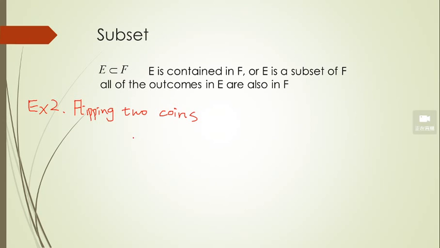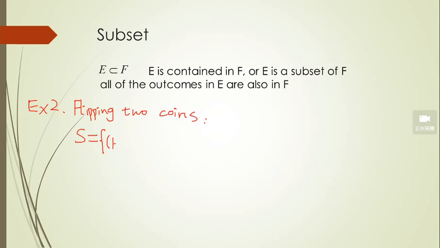Flipping two coins, and then we have the sample space, right? Use the appropriate notation to represent the outcomes. Two coins, so of course we have two times two, totally four different outcomes. How to represent each outcome? We put a parenthesis.